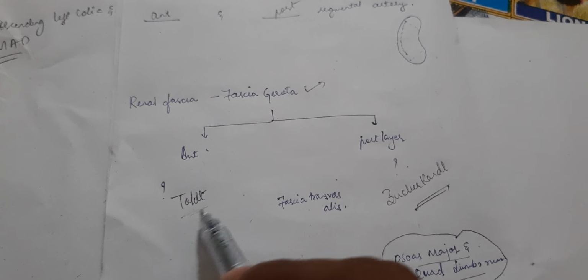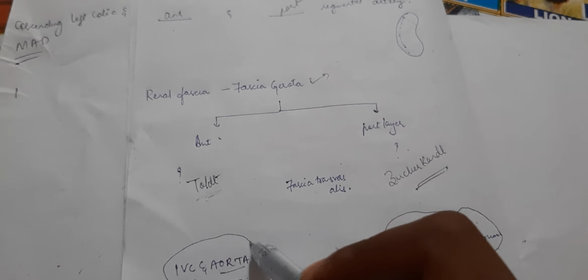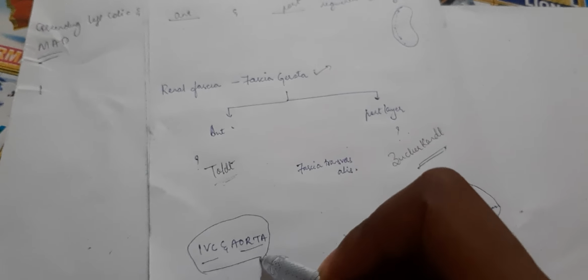Whereas the anterior fascia medially goes and merges with the connective tissue of the IVC and aorta.